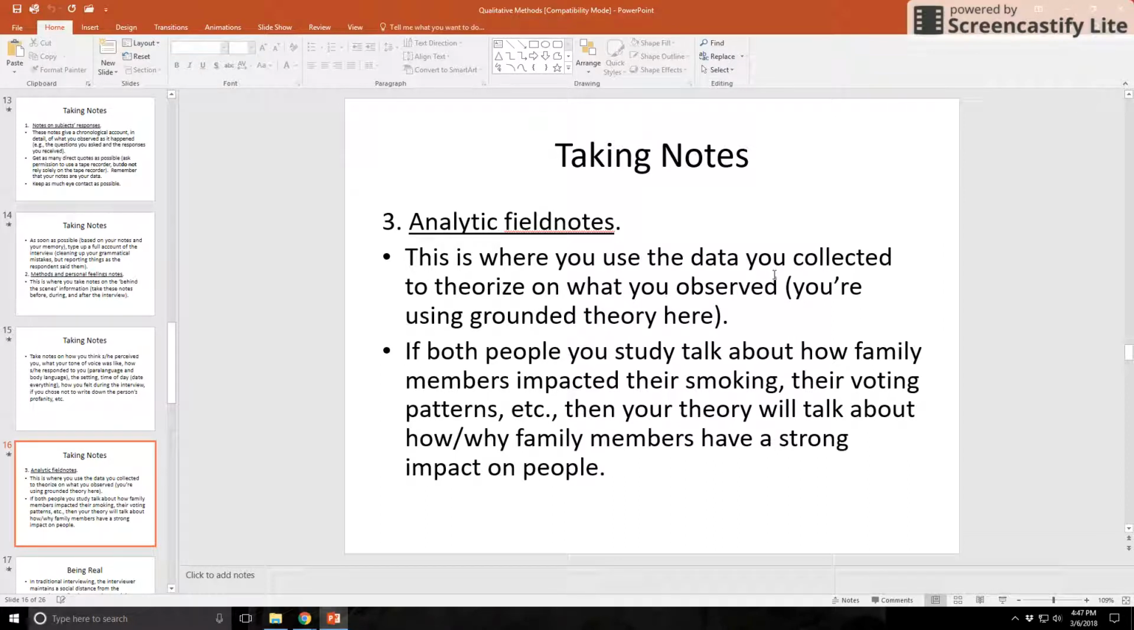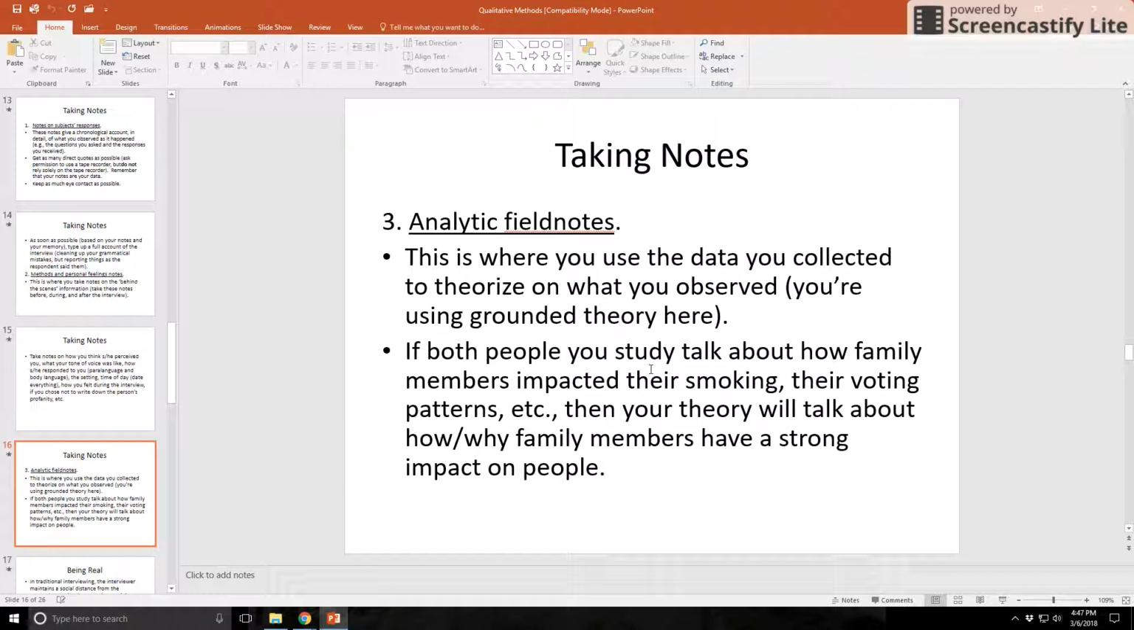So if you look at the example I give right here, if both people that you're interviewing talk about family background, family influence, then what I'm going to talk about here is the importance of family in these behaviors. So your analytic field notes are helping you to develop a theory, grounded theory, if you will, based on what you observed in your interview questions. So analytic field notes answer the question.